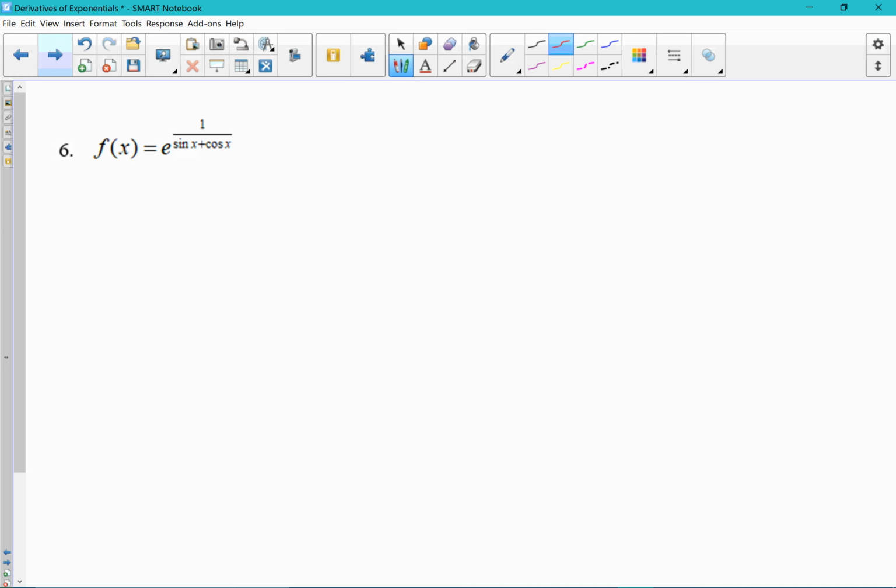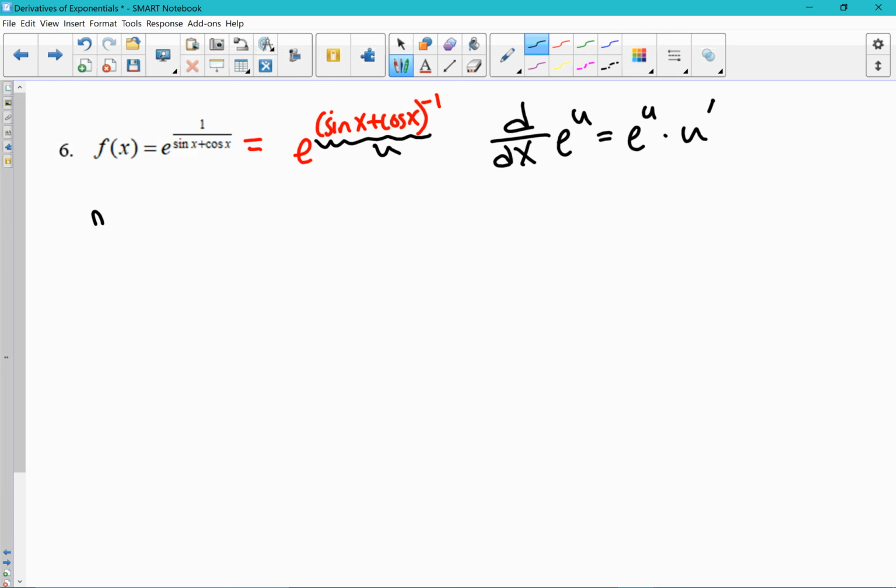Okay, one more. f of x equals e to the 1 over sine x plus cosine x. It might be helpful to rewrite this as e to the sine x plus cosine x to the negative 1. You can see when we take the derivative of this, of course, we're going to have to use the chain rule itself just for the derivative of the exponent part. Otherwise you would use the quotient rule, which you're welcome to. Remember, the derivative of 1 is 0, and you don't want that to get in your way. So this little bugger right here is going to be our u. So when we take the derivative of e to the u, it'll be e to the u and then times u prime.